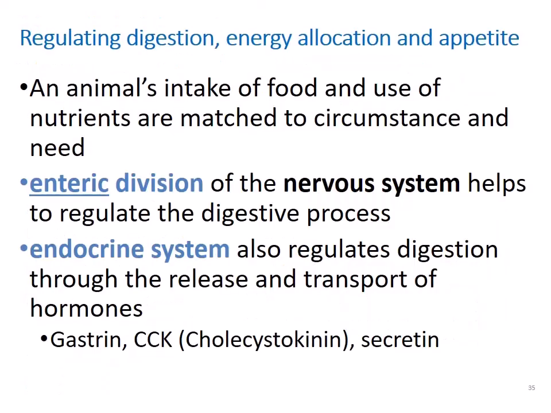So really an animal needs to intake the right amount of food and the right amount of nutrients for what's happening in its life cycle at that point in time and its needs. So the enteric division of the nervous system helps regulate digestive processes, and then the endocrine system is going to also help regulate digestion through the release and transport of hormones. So in particular, we'll talk about gastrin, CCK, and secretin.